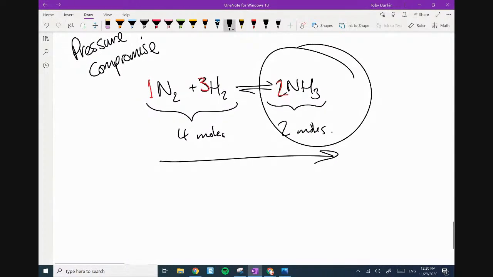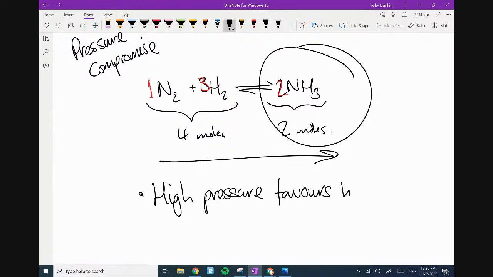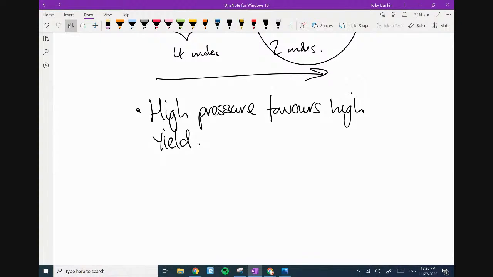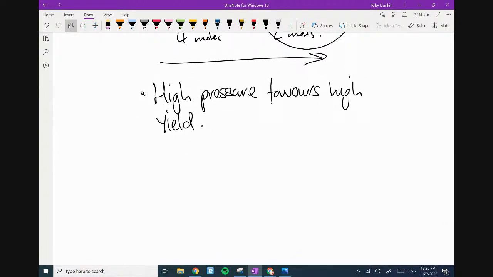So the bullet point is high pressure favors high yield. Right. So turn up the pressure. But there's a problem, isn't there?